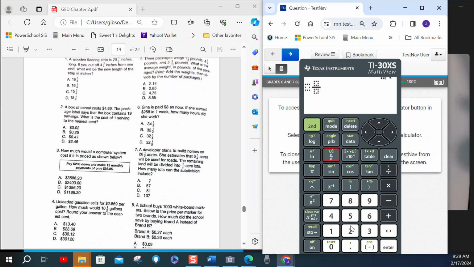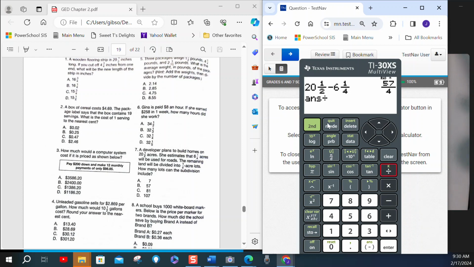Roads are separate. So we have 20, right arrow, 1, down arrow, 2. So right arrow minus second N over D. So we have 6, right arrow, 1, down arrow, 4. So we have 57/4. Now, this is the remaining land. It says the remaining land will be divided into 1/4 acre lots. How many lots can the subdivision include?